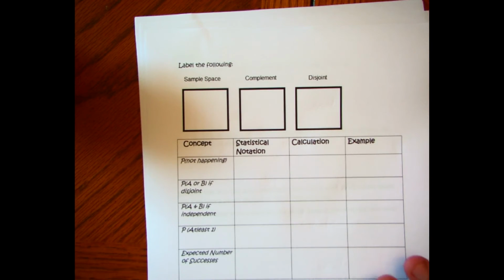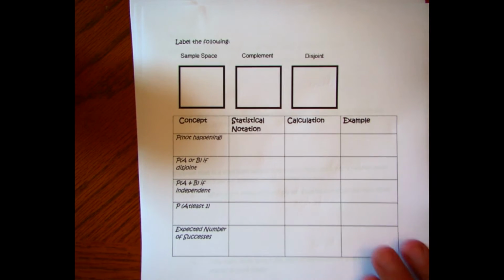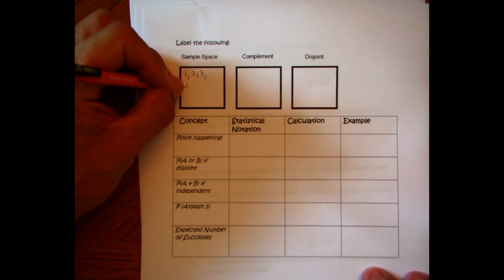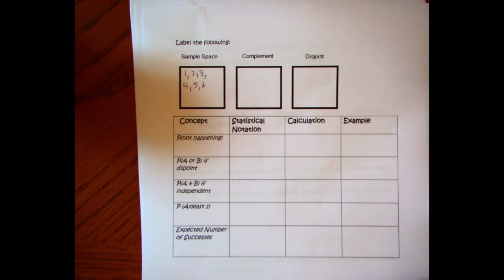Okay, so I showed you some examples of sample spaces. So what's a sample space for rolling a dice? We could just go something like this. Okay, that's the sample space. Those are the possible outcomes.